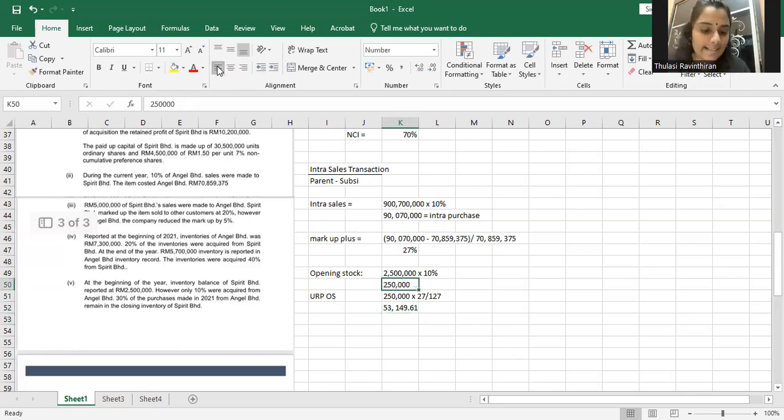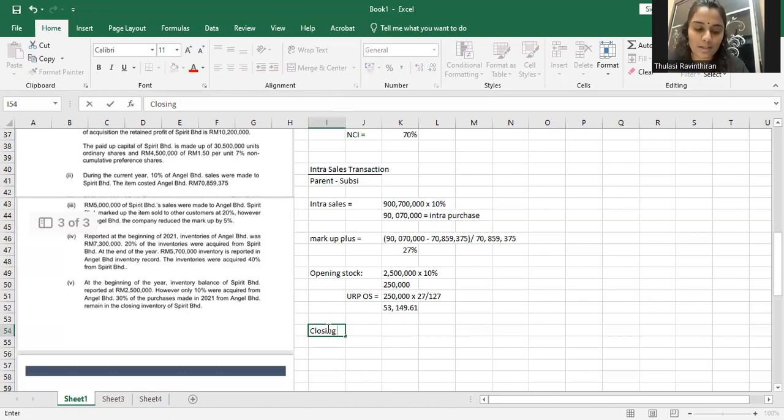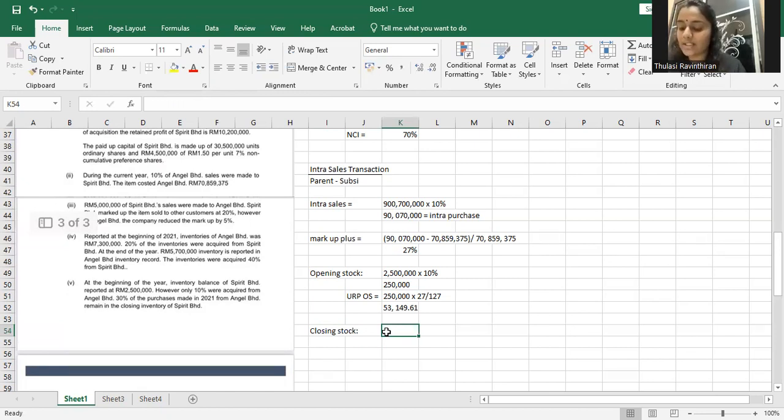Okay, next we calculate the closing inventory. Here they mentioned 30% of the purchases made in 2021 from Angel Berhad remain in the closing inventory of Spirit Berhad. So the closing inventory is 30% times 90,070,000, which equals 27,021,000.